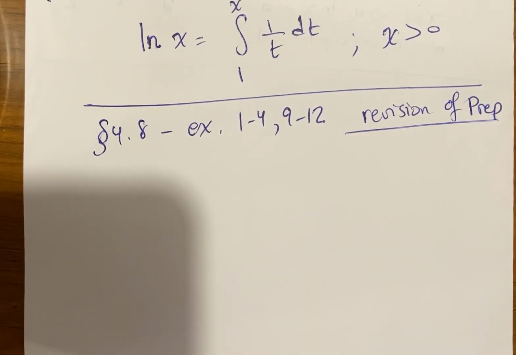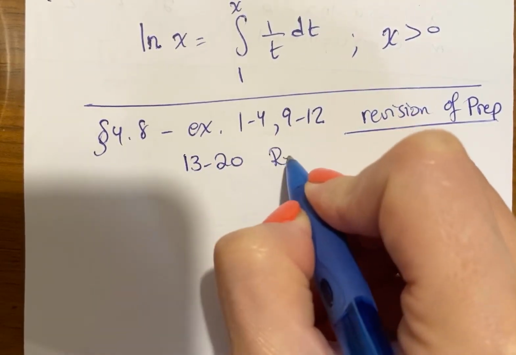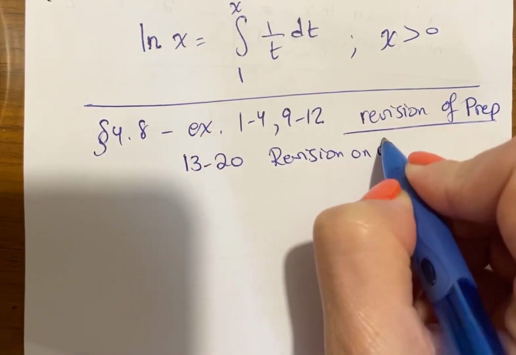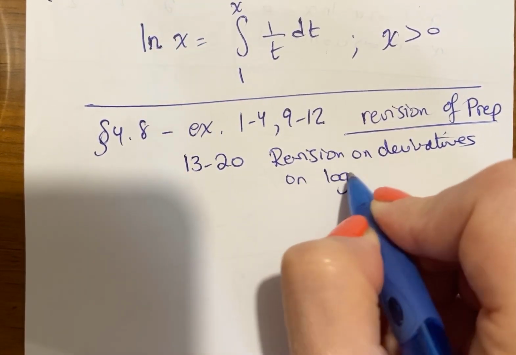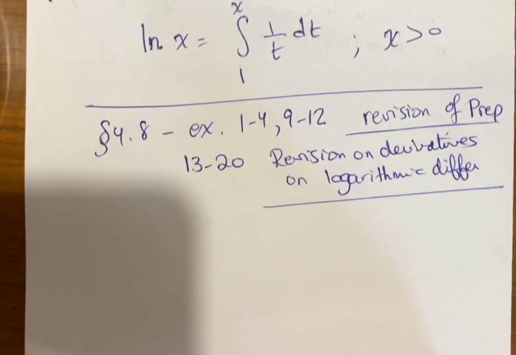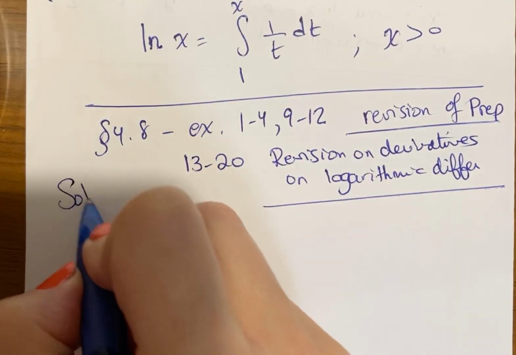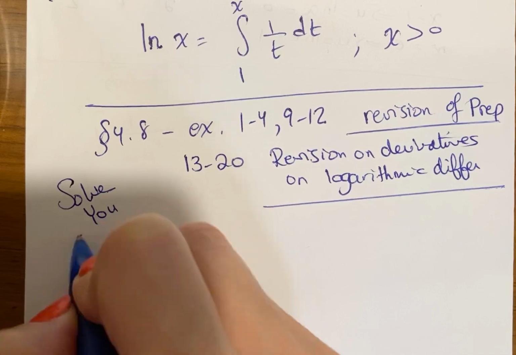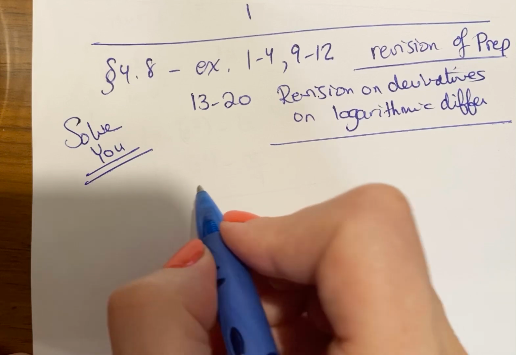But number 13 to 20 is a revision on derivatives of logarithms and on logarithmic differentiation. So it's good to revise them also. Those are revisions, so I'm not going to solve them. You solve them. For me, I'm only going to solve from numbers 21 to 30.